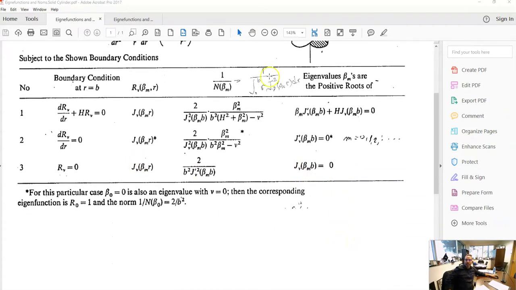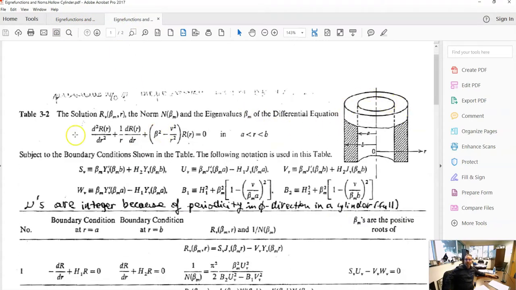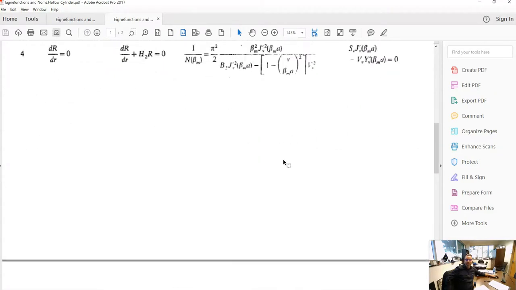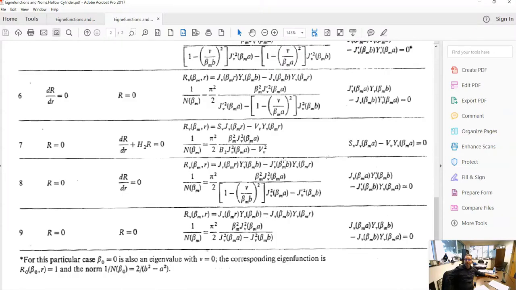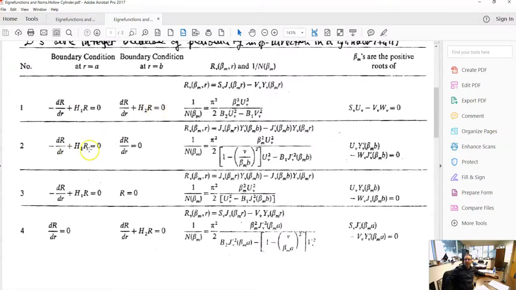And there are eigenfunctions and eigenvalues for the hollow cylinder case, the same exact equation, but now we have two boundary conditions, one in the inner periphery and one in the outer periphery. So we have 9 possible combinations of boundary conditions. Actually, this table has 2 pages, to reach all the 9 possible combinations. First kind, third kind, second kind. This is inside and outside. Boundary condition at r equals a, boundary condition at r equals b. Same distribution, so we have the norm, the eigenfunctions, and the roots of the equation.